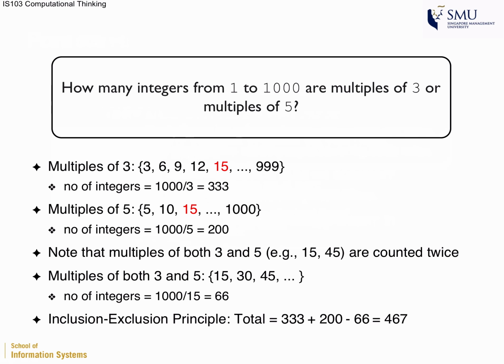So then we are looking for how many of them are actually double counted. And the ones that are double counted are the ones that are multiples of both 3 and 5. In this case, it's 15, 30, 45, and so on. Now, how many of them are there? We take 1000 divided by 15, we get 66. So using the inclusion-exclusion principle, which is to take out the ones that are double counted, we have 333 plus 200 minus 66. So in total, the answer is 467. Now, this is the introduction to the concept of product rule and sum rule. Next, we're going to be looking at some in-class exercises.